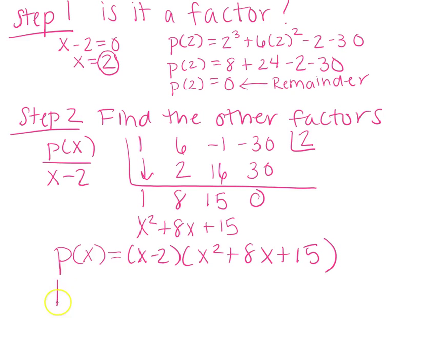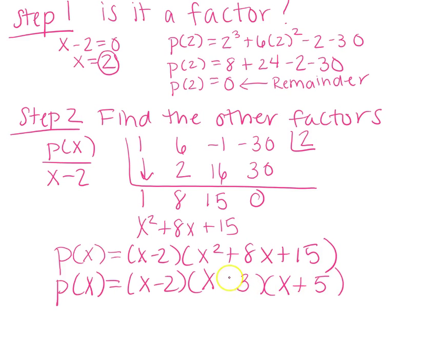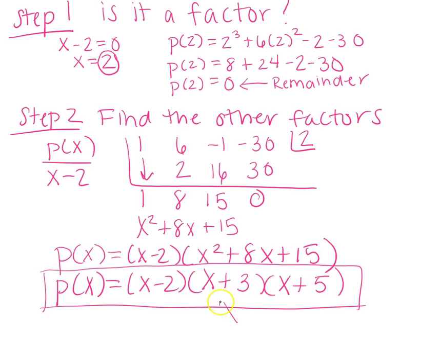I want to take this one step further and completely factor it. So I'm going to factor the trinomial. I need factors of 15 with the sum of 8: 3 and 5. Because both my signs are pluses, they're going to be plus and plus. So this is p of x completely factored, and these are my other two factors.